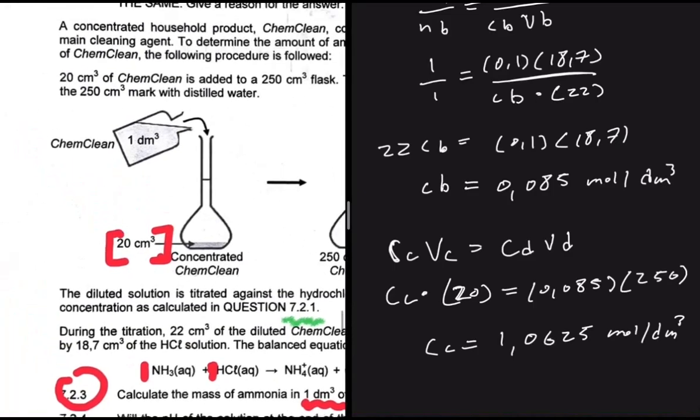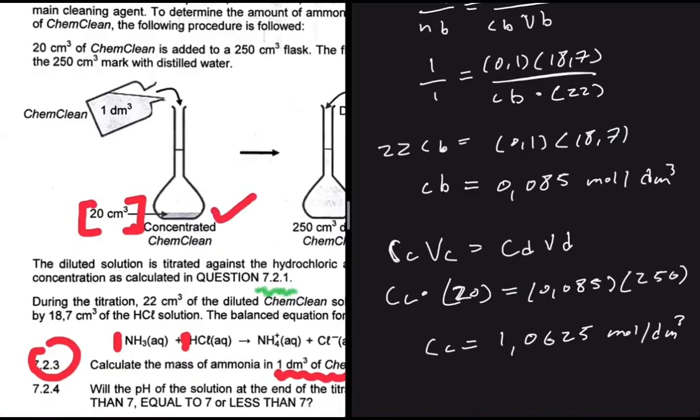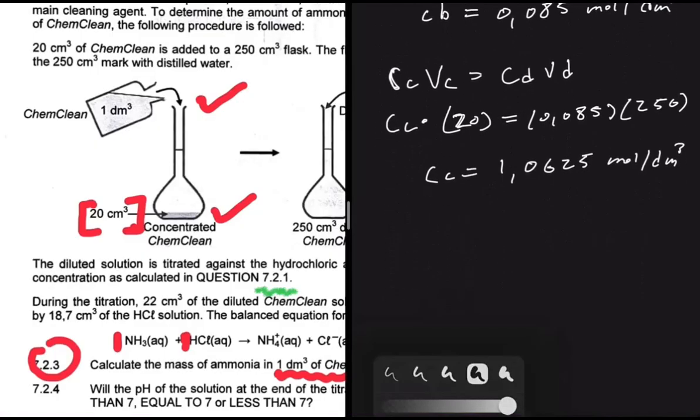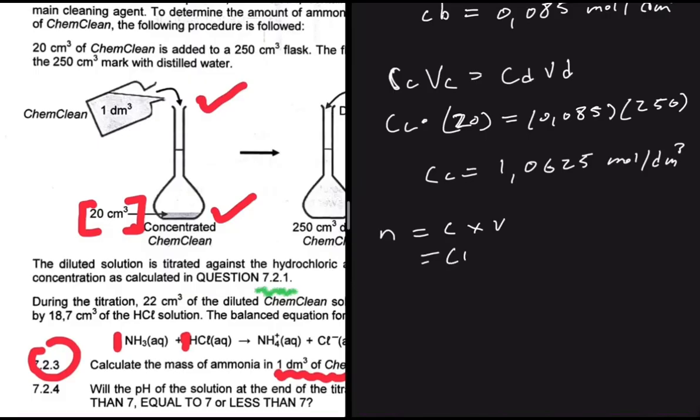Right. So this is the concentration of the 20 centimeter cube, but it's the concentration of the 1 decimeter cube also, because we're just using 20 centimeter cube of the 1 decimeter cube, right? We're not changing anything with respect to how concentrated or diluted it is, right? So now we can go ahead and say that the number of moles in 1 decimeter cube will be equals to concentration multiplied by volume. The concentration is 1.0625 and the volume is 1 decimeter cube.